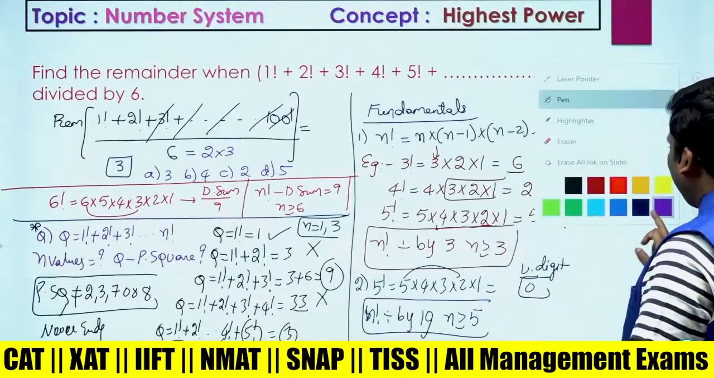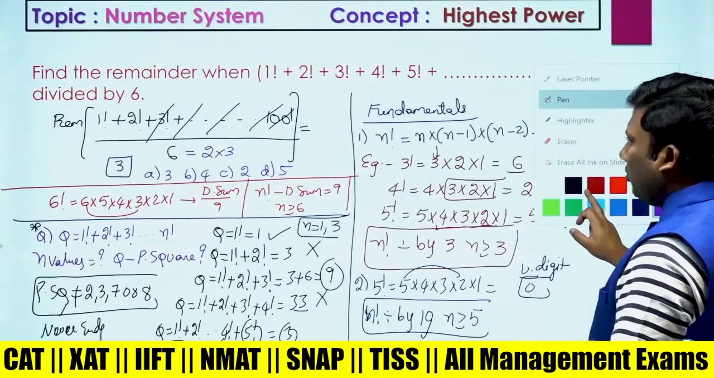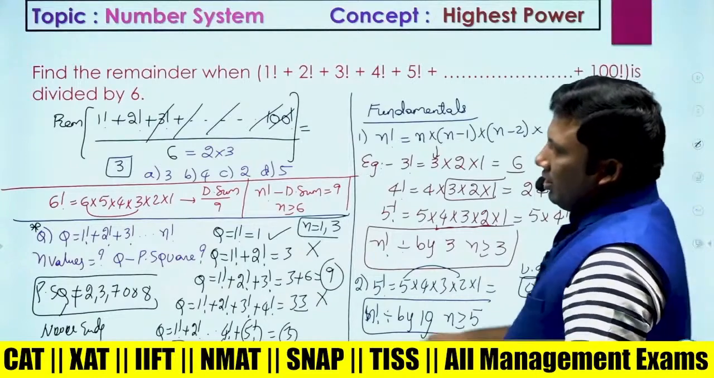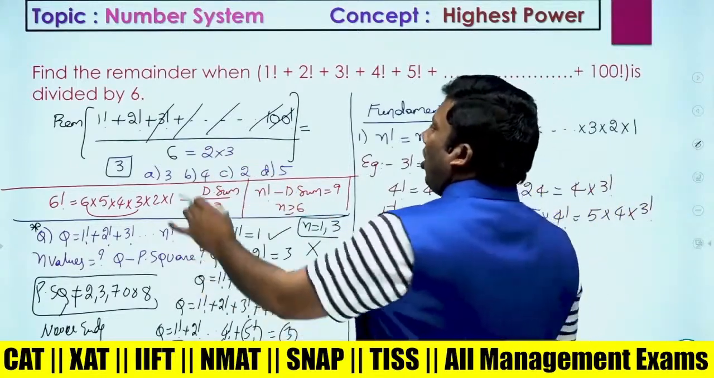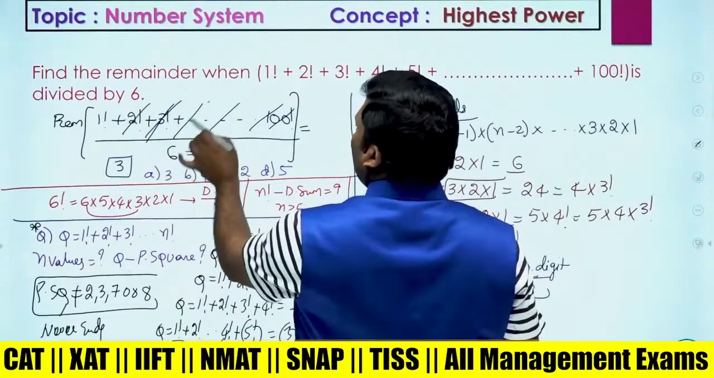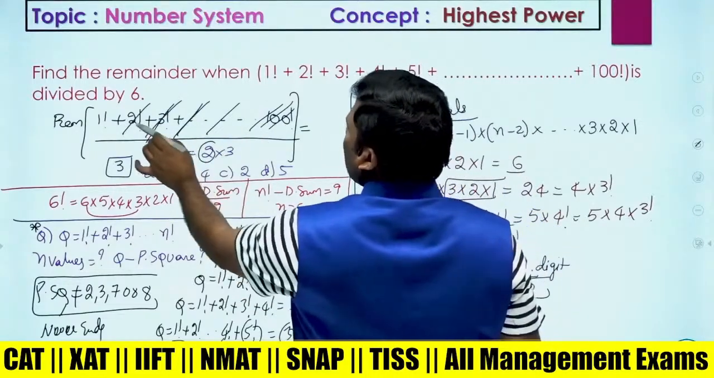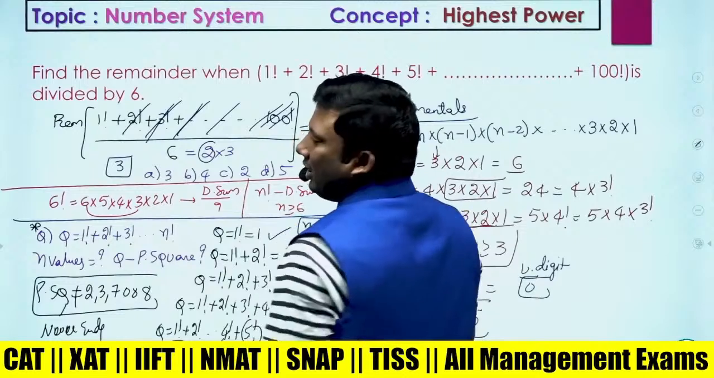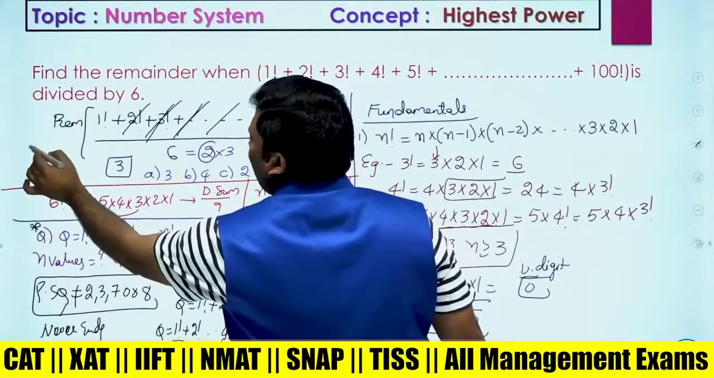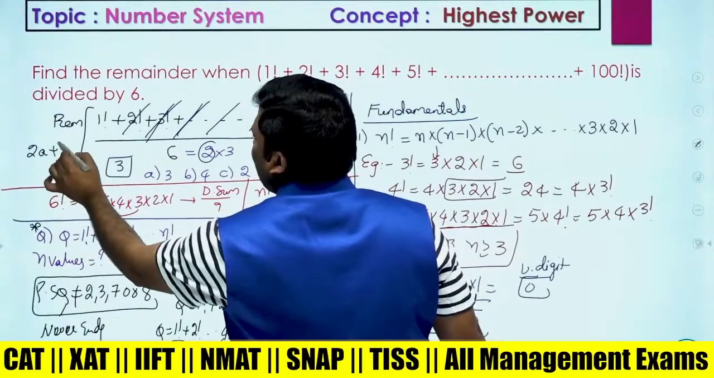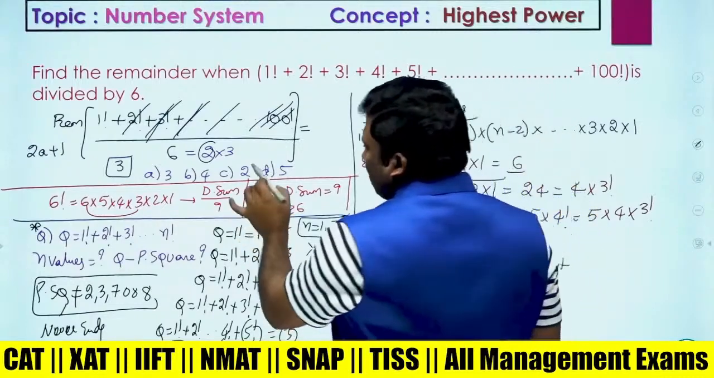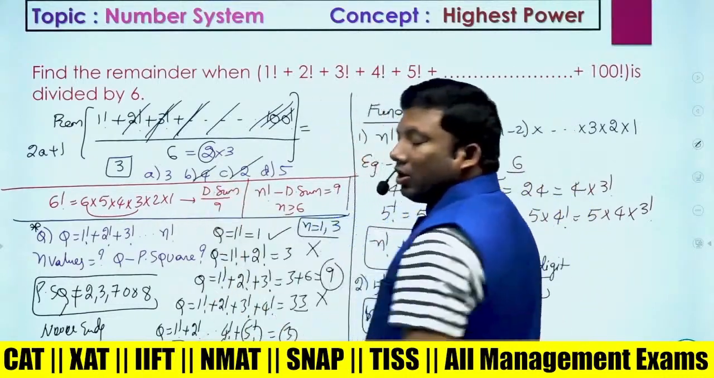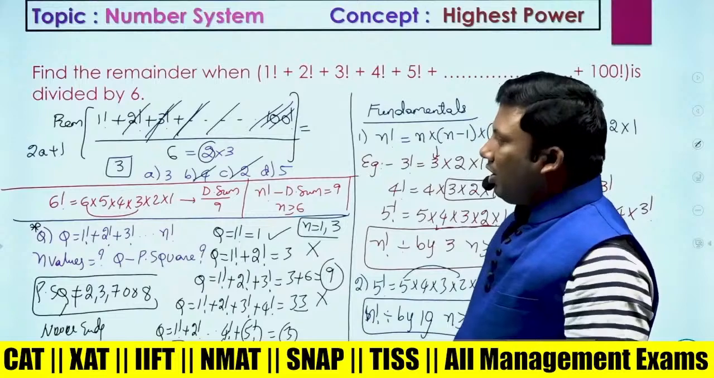In fact, if you forget this logic, you can use this logic also. Check it out for 2. From 2 factorial onwards, all are divisible by 2, so the remainder is 1. The answer, when divided by 2, gives a remainder 1. So 2 and 4 are not possible.